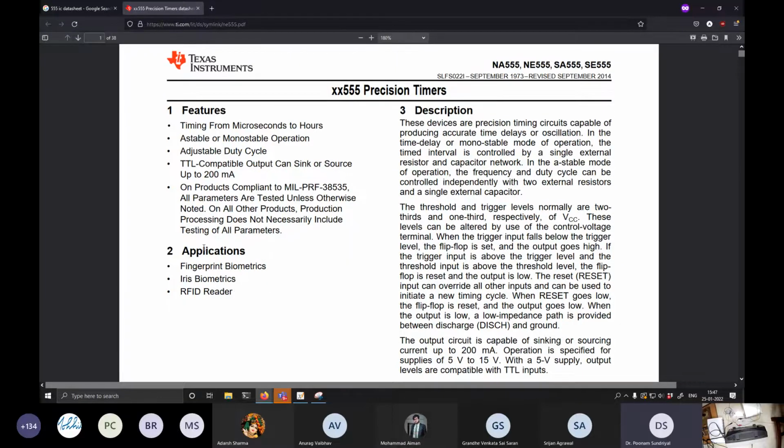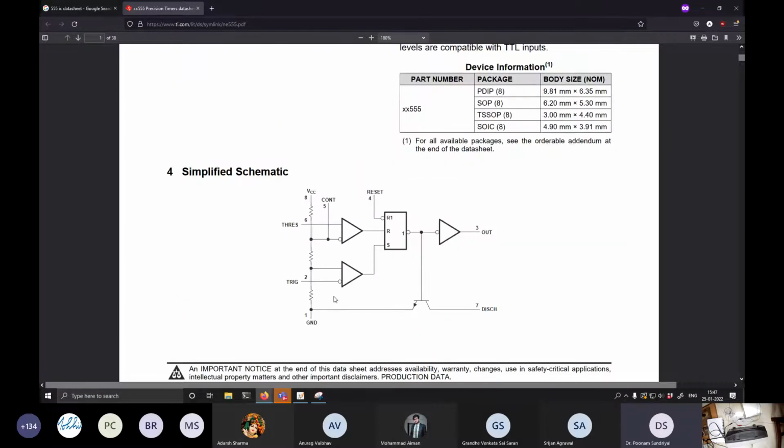And the applications which have been mentioned over here are fingerprint biometrics, iris biometrics, RFID readers. Apart from this, there are many other applications, and they find applications in automobile circuitry, even in spacecrafts. Okay, so it's a very, very widely used IC in many household electronics. In many toys, you will find this IC as well.